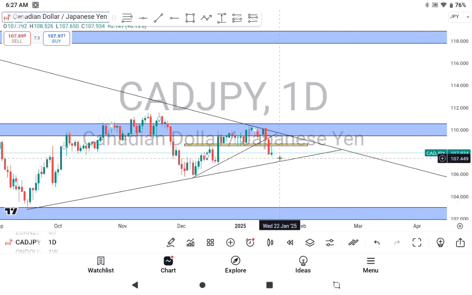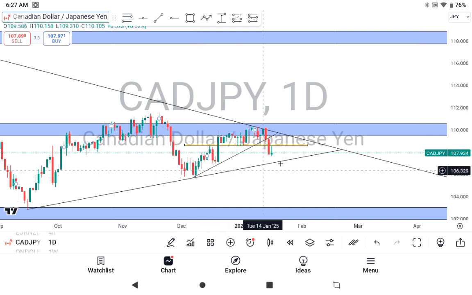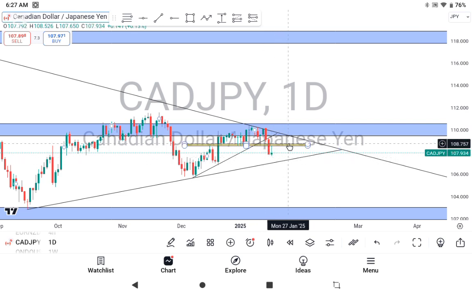provided that price breaks and closes somewhere around here to push price down to this key level of support. We have the first touch right here, second touch right here, and upon the third touch, price is currently coming for the third touch. We might have a fourth touch. This third touch can come here, and this trend line might bounce it up. I repeat, third touch can come here.